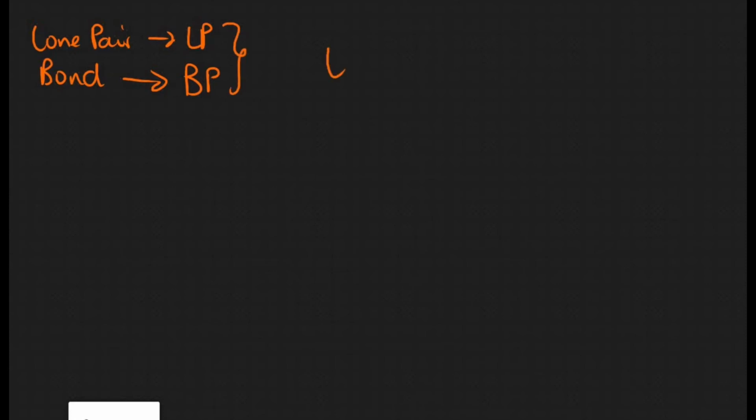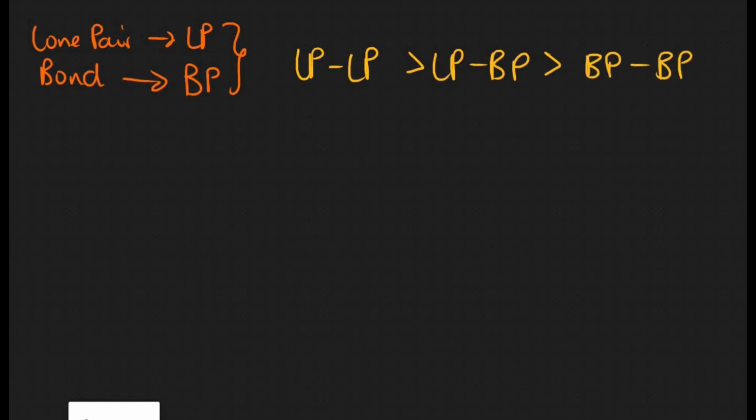So we want to remember this concept, that lone pair repulsions are greater than lone pair bonded pair repulsions, and these are greater than the bonded pair repulsions. So that would mean that a lone pair would repel a lone pair more than how much a lone pair would repel a bonded pair, and bonded pairs repel themselves way less than, say, a lone pair would repel a bond pair, and a lone pair would repel another lone pair of electrons.